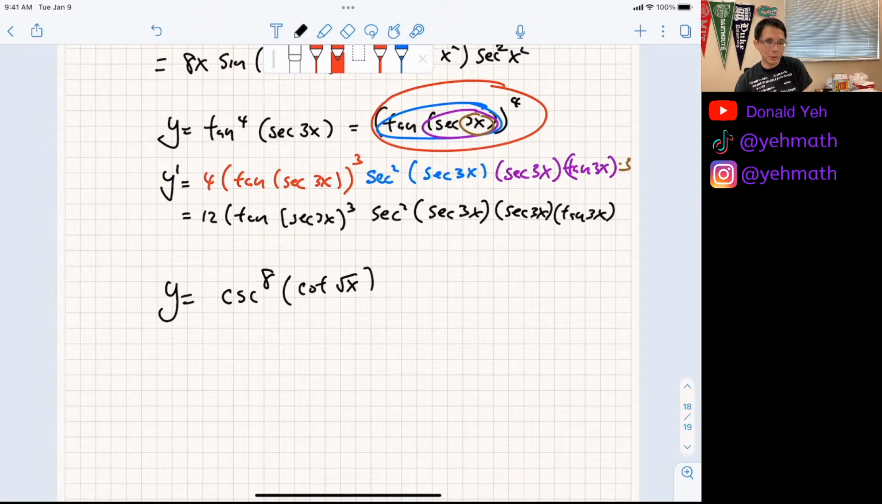Now you can actually do cosecant cotangent of sine. You can do that too. Oh, actually, matter of fact, let's do that. Wait, what? Now there's probably 5 different layers here.